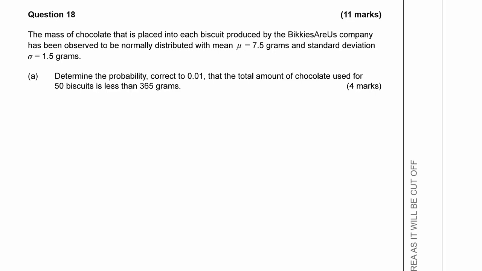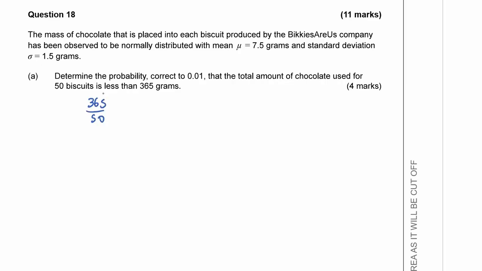The mass of chocolate that's placed into each biscuit produced by the Bickies R Us company has been observed to be normally distributed with a mean of 7.5 grams and a standard deviation of 1.5 grams. Determine the probability, correct to 0.01, that the total amount of chocolate used for 50 biscuits is less than 365 grams.